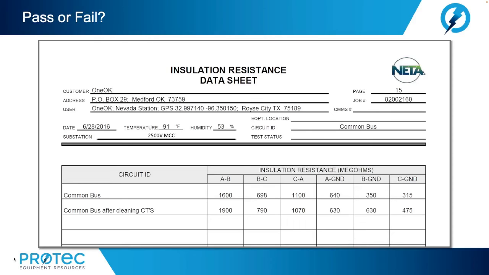All right, let's do another exercise here. Here we see an insulation resistance data sheet. And we have some captured insulation resistance values. A to B, B to C, C to A, A to ground, B to ground, C to ground. And we see the appropriate values that were recorded.